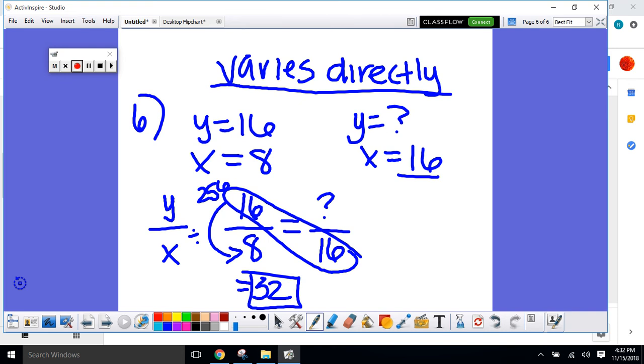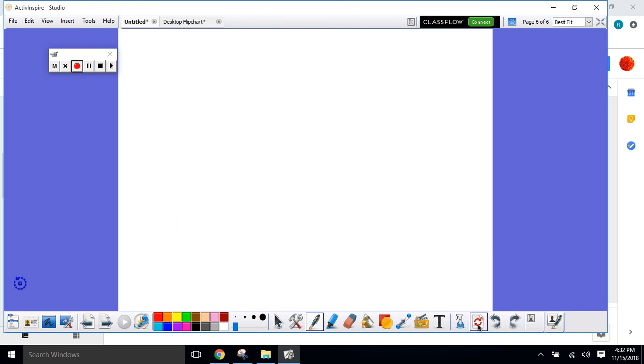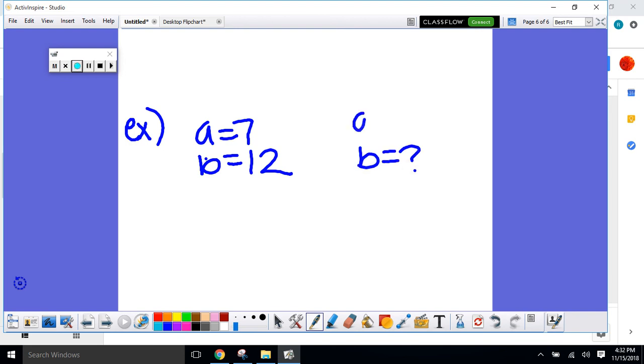Let's do another example. This is similar to number 9 on your worksheet. Let's say that A equals 7 when B equals 12, and I want to figure out what B is when A equals, I don't know, 3.